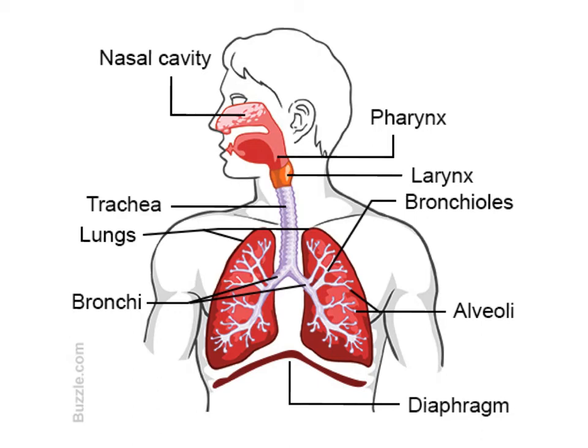Okay, so this is the quick review of the respiratory system. Remember, the respiratory system is how we take in oxygen and get rid of carbon dioxide. So basically, all of the structures that you need to know are on this handy dandy diagram that I have here, a picture of.